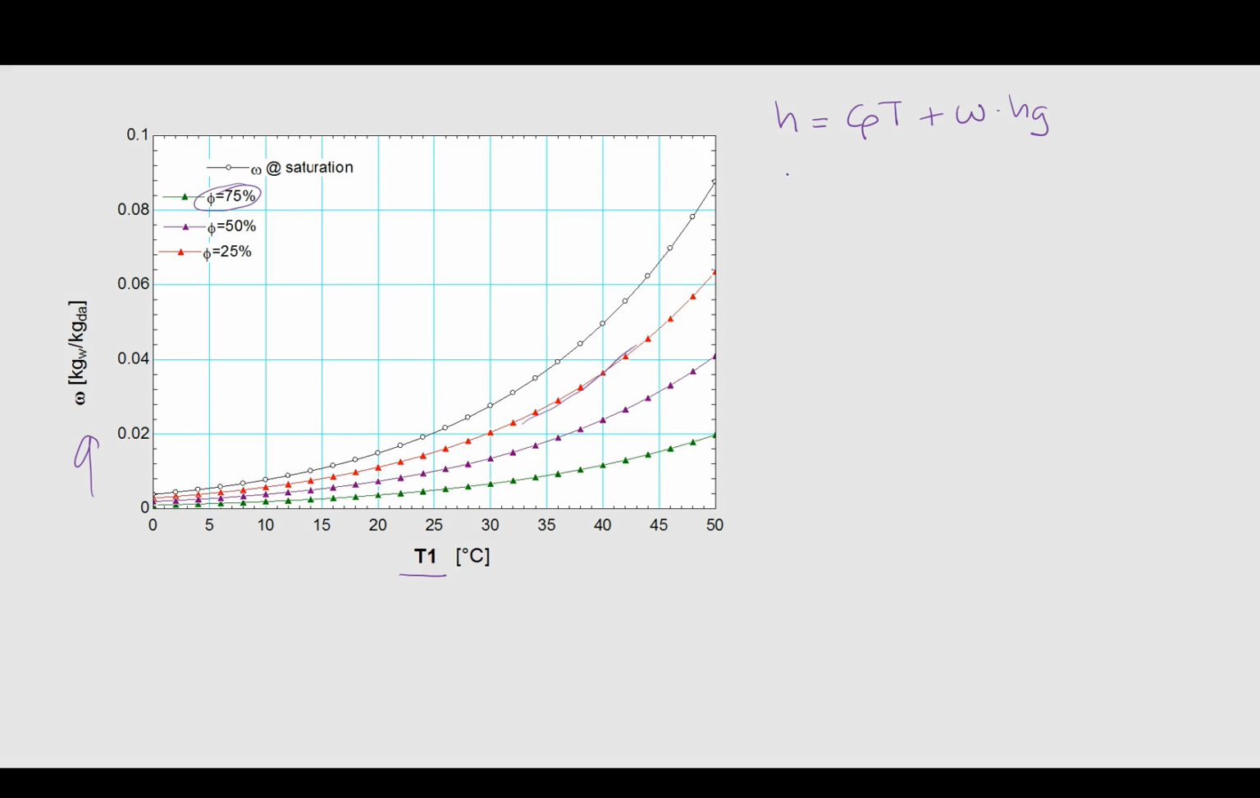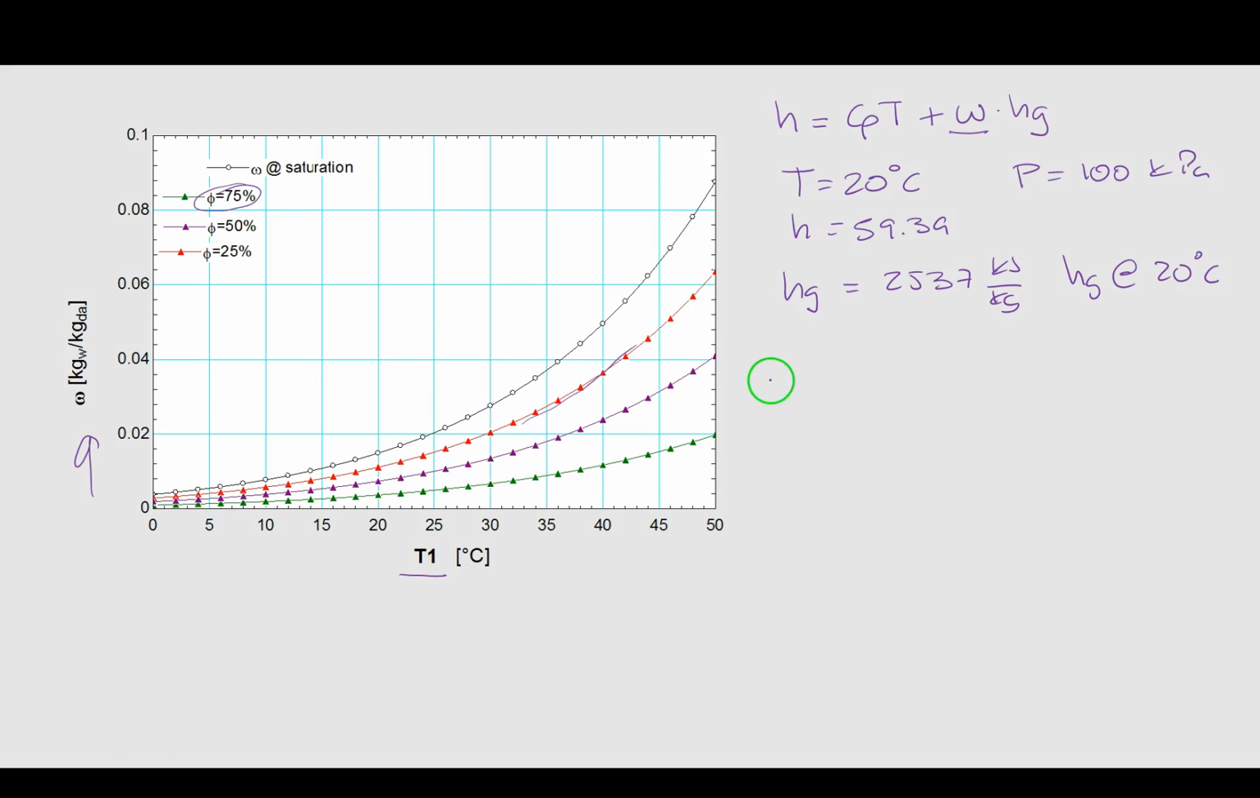And let's say that we have a temperature of 20 degrees and an enthalpy value of 59.39, pressure still 100 kilopascal. So if we know T, we can get Ag to be kilojoules per kilogram. This is Ag at 20 degrees. If we have all this, my only unknown is omega. So omega will be, if I substitute, it will be around here.